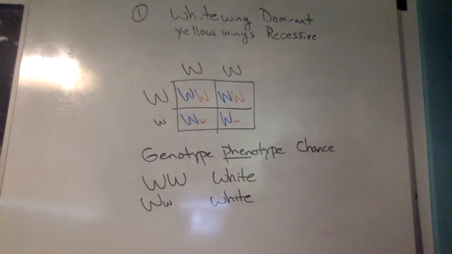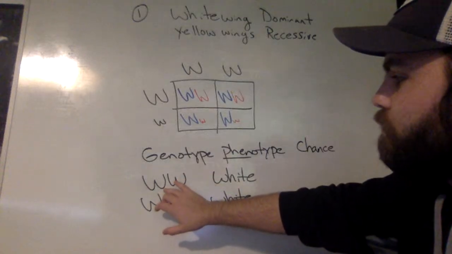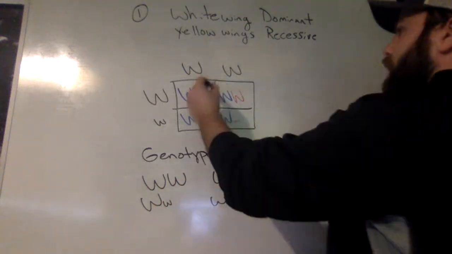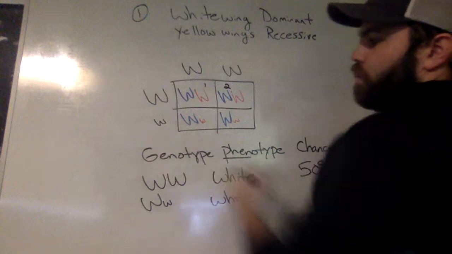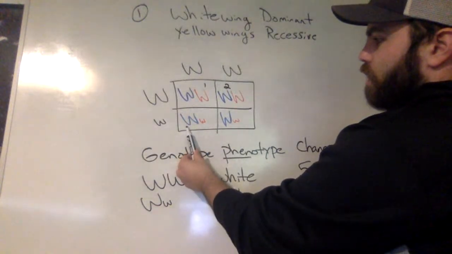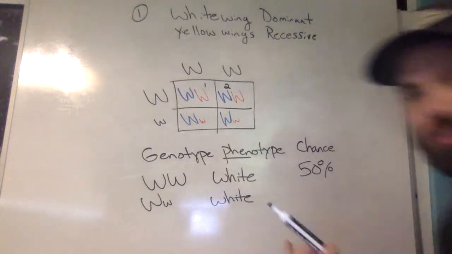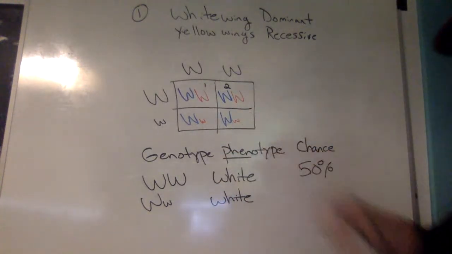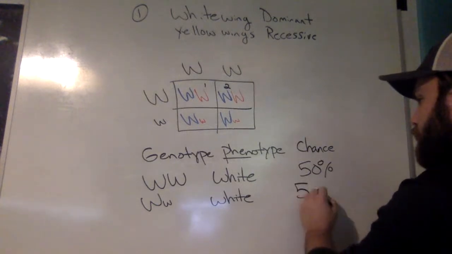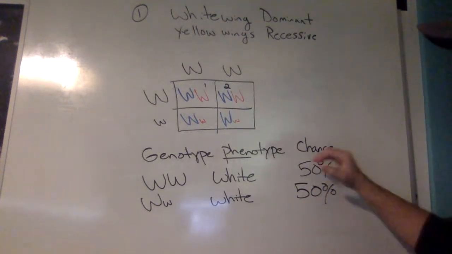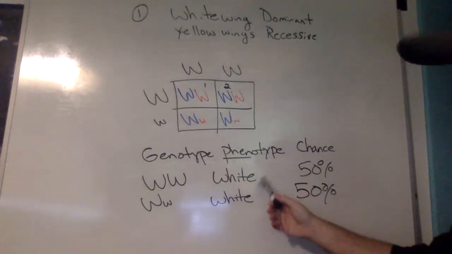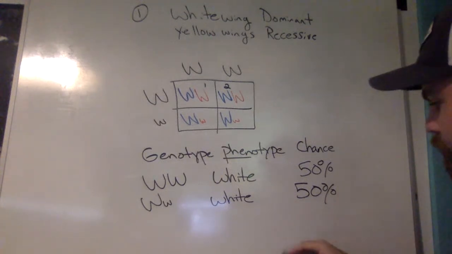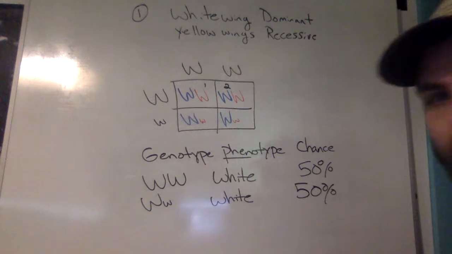So now we're doing the chance, which is basically the percent again. So let's see, how many boxes do we have with 2 uppercase W's? We got 1, we got 2, so it's 50%. We go to the other one, we have uppercase W, lowercase w, uppercase W, lowercase w. There's 2 of them. Remember, each one of these boxes is 25%, but it equals 50%. So you have a 50% chance of having these alleles or these alleles, but the butterfly is always going to be white wings.